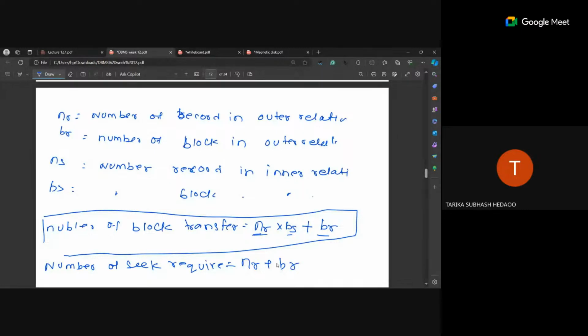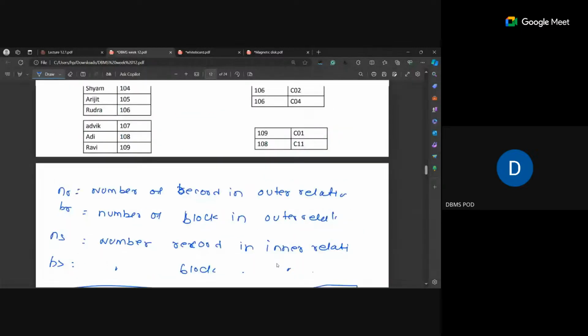But sir, in this seek time we have taken seek only from the outer relation, but we discussed that the seek time will also be from the inner relation. Okay, let me clarify that.